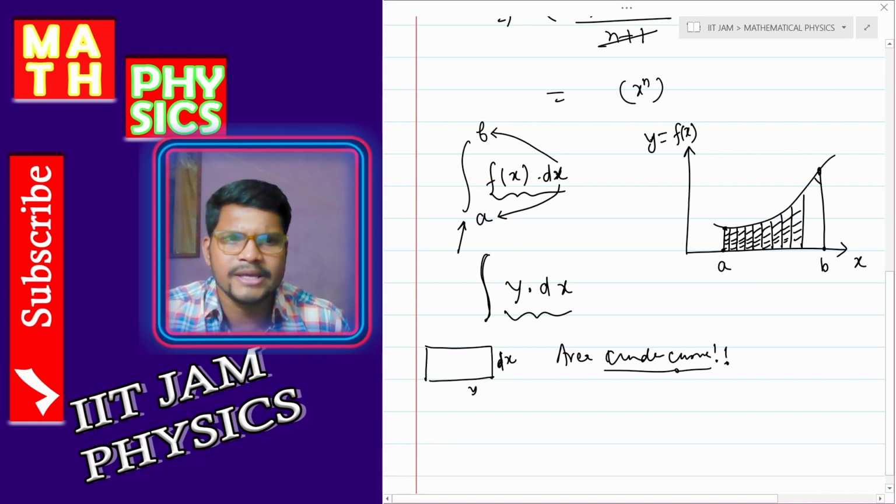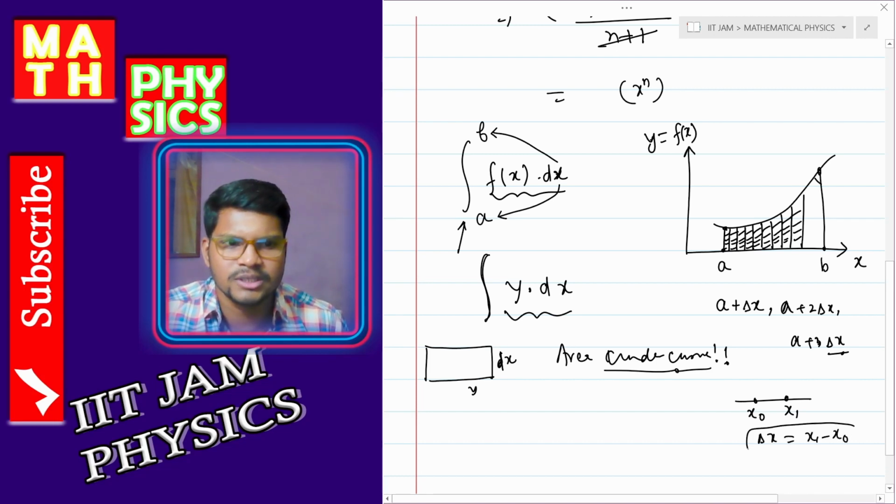If you're starting from a, you can take a plus delta x, and similarly a plus 2 delta x, a plus 3 delta x. What is this delta x doing? Delta x is the interval between two x's. Let us say there is x1 over here and x0 over here, then delta x is x1 minus x0. This is more or less the same for each and every interval.